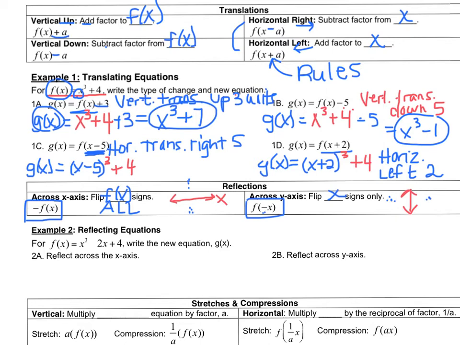So let's try example 2. 2a wants us to flip across the x-axis. We're using this as our original equation. So the new equation, g of x, the rule is this one right here, that we have to flip all the signs. So instead of positive x to the third, it'll be negative x to the third. And instead of, I think that was a minus sign, it's not showing up on my paper. Instead of minus 2x, it will be plus 2x.